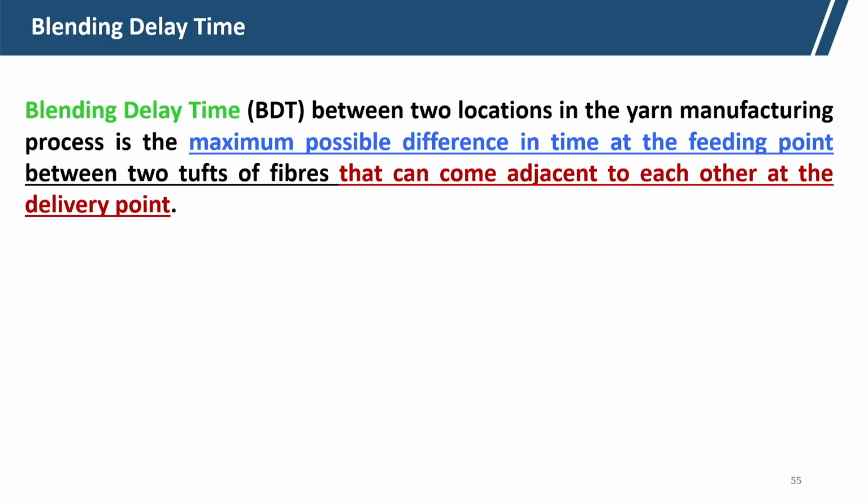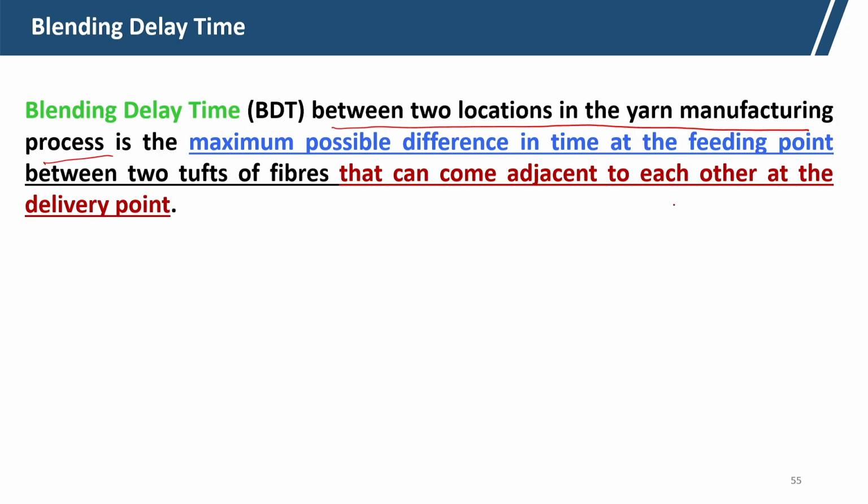So blending delay time is actually between two locations in the yarn manufacturing process. It is the maximum possible difference in time at the feed point between two tufts of fiber that can come adjacent to each other at the delivery point.